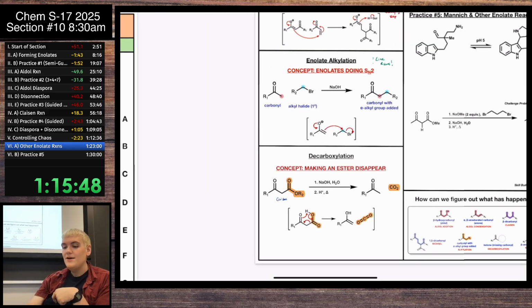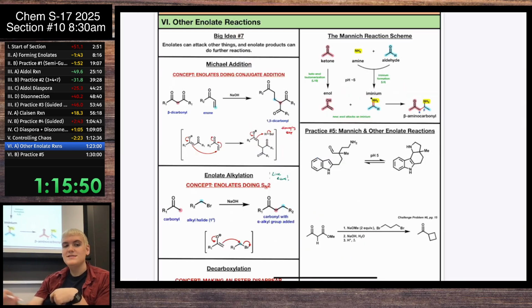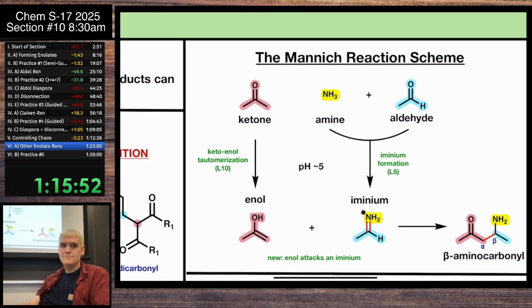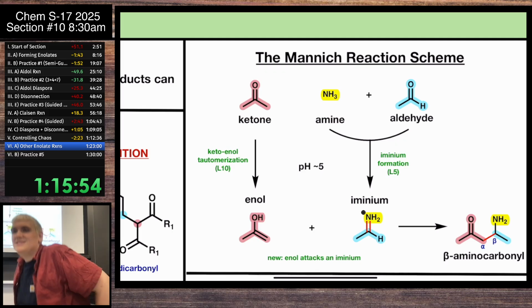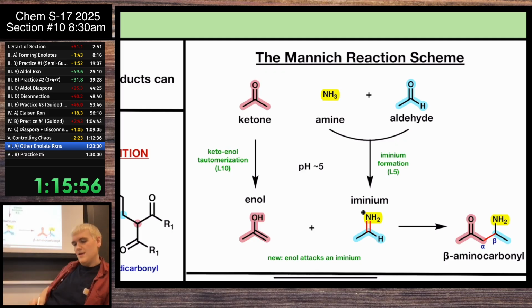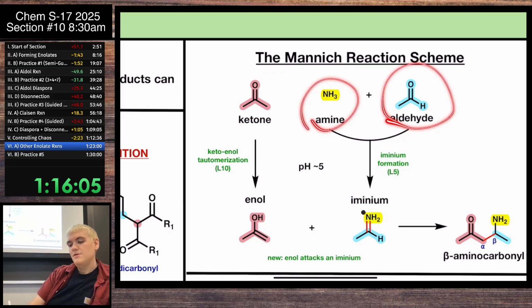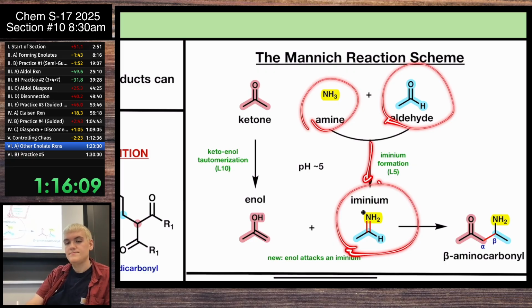The very, very, very last reaction is the Mannich, which is kind of like a very meta reaction because it's more of a reaction scheme than anything else. So this is like our game plan map of what is happening in the Mannich reaction. You have an amine and an aldehyde typically that are going to come together and form an iminium. That's lecture 5 that you've seen.